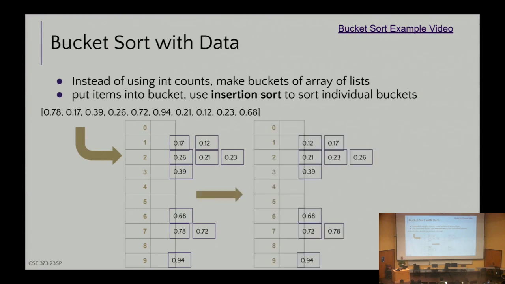So some quick way to put everything into buckets. Then you sort within the buckets. We're going to use insertion sort to sort within the buckets. And then you loop over the buckets from top to bottom, and you produce the final sorted list. Questions on how this algorithm works?